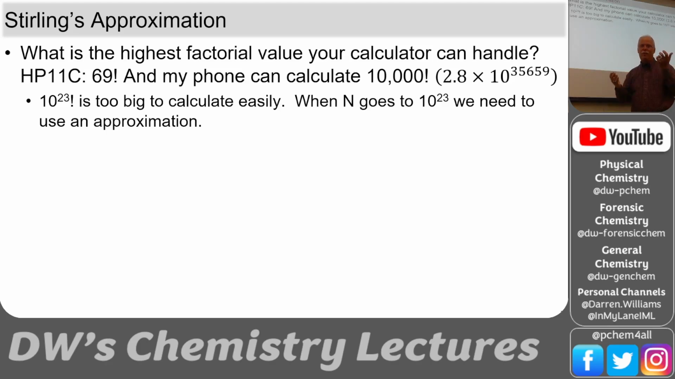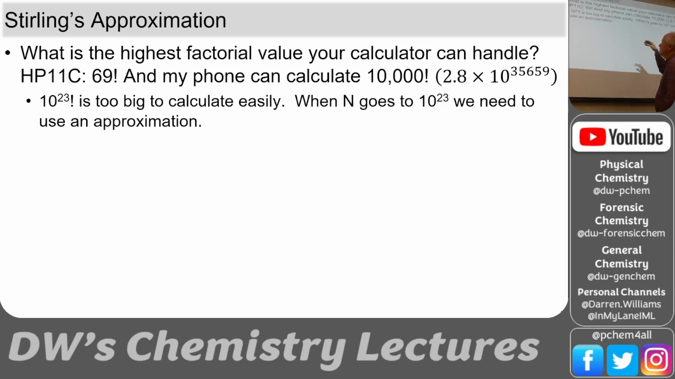Okay. And what about if you have a mole of molecules? Now all of a sudden you're talking about 10 to the 23 factorial. And my phone or my computer craps out at 10,000. So to actually calculate these numbers in your computer or on your calculator or whatever, we couldn't do it for a mole of molecules. Okay.